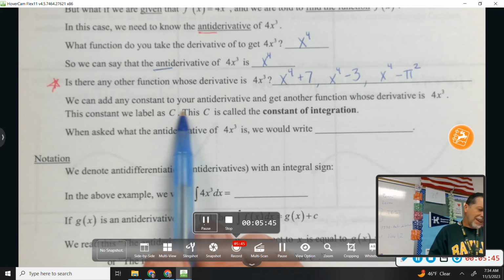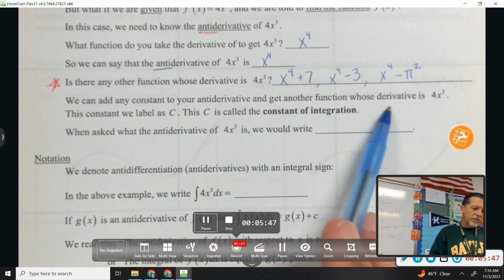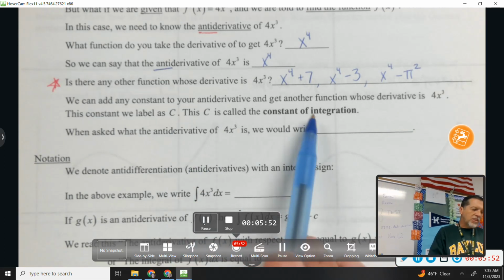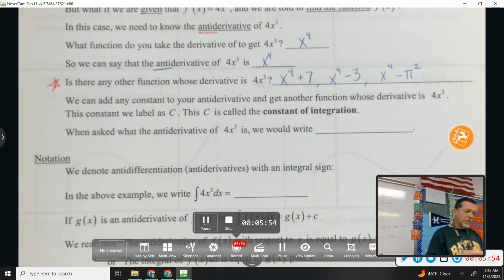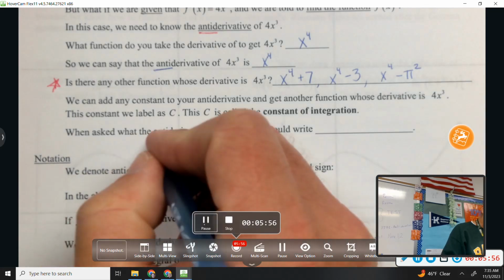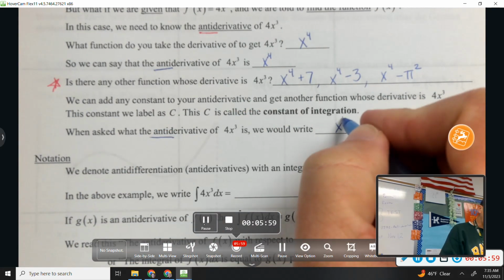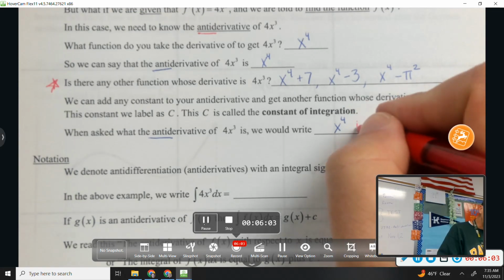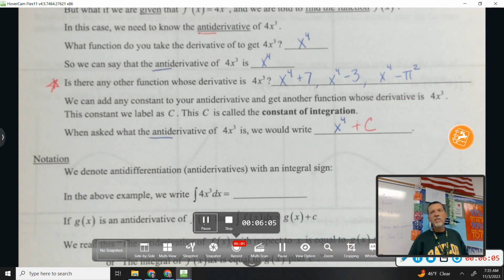We can add any constant to your antiderivative to get another function whose derivative is still 4x cubed. This constant we label c, and we call it the constant of integration. So when you're asked for an antiderivative, you figure out the answer, x to the fourth, but then you have to include plus c. You've got to include the plus c, because that will account for the constants that might have been there that have since been erased, and we don't know what they were. So we just say plus c, and that covers all of them.